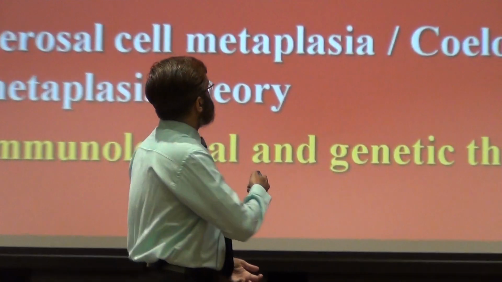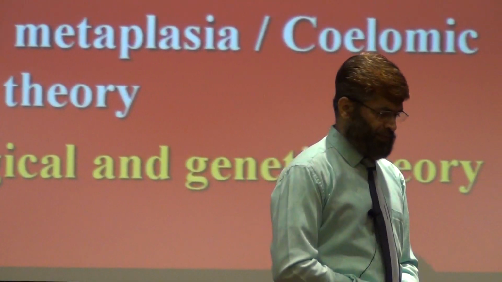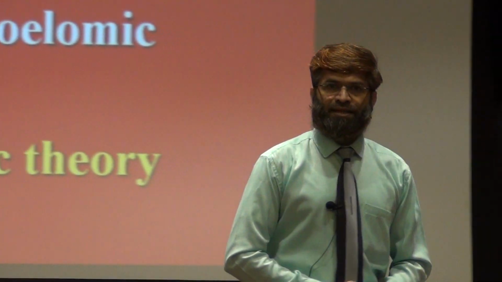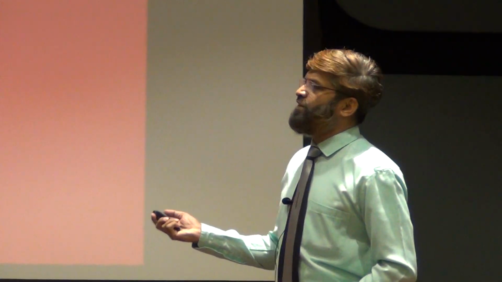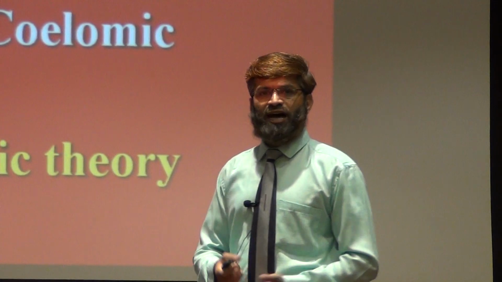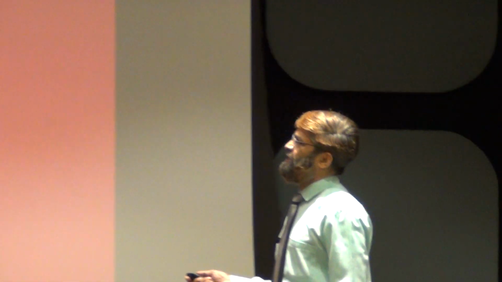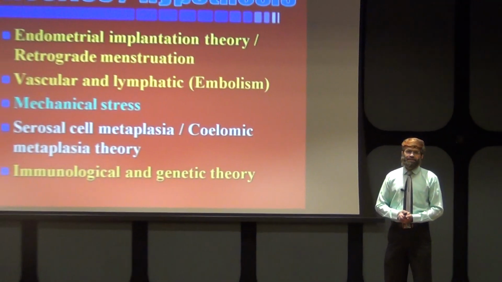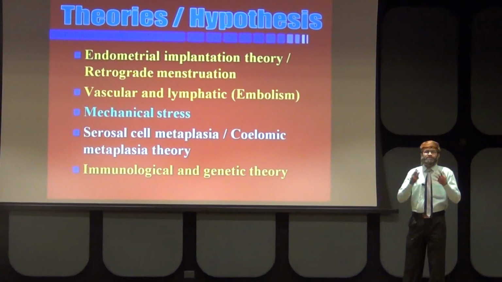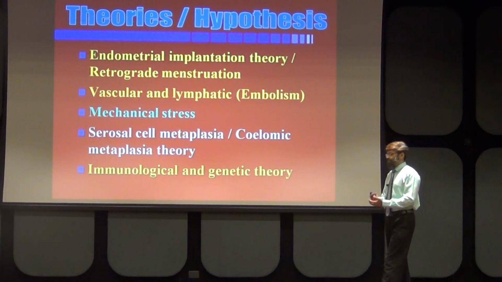Now, when the first theory was put forth, questions came in that if it is due to retrograde menstruation, then what answer should be given for the implants which are outside the pelvic cavity in distant organs? So the answer came in with some theories. A few people like Ivanov and Mayer put forth that the vascular and lymphatic theory acts like an embolism theory. Now what do you mean by embolism theory?